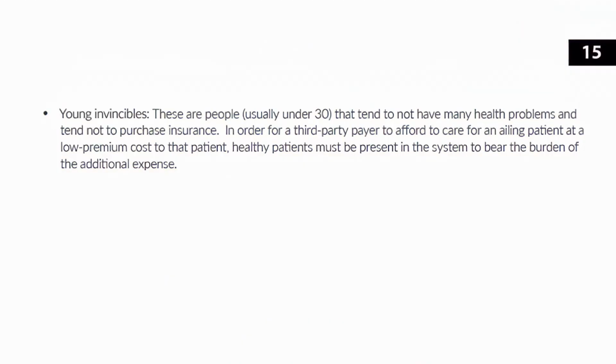So where are we now? What problems is the healthcare system facing currently? Well, there are young invincibles. Young invincibles are people, usually under the age of 30, that tend not to have many health problems and tend not to purchase insurance. So in order for a third-party payer to afford to care for an ailing patient at a low premium, healthy patients must be present to bear the burden of the additional expense.